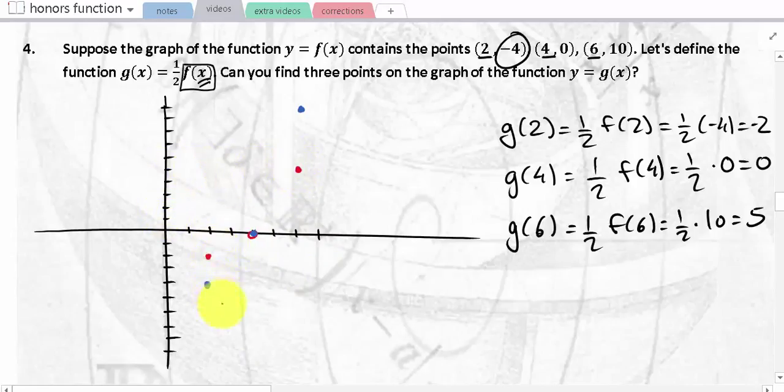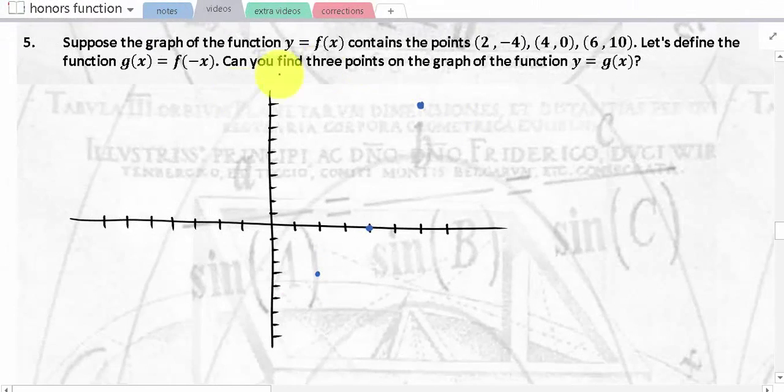Okay? So, what happened right here when you multiply the output by 1/2, what we see is this original y length got divided in half. This y length was 0, dividing doesn't change it, and this original y length of 10 got divided in half, right? So let's keep on going with the next example.